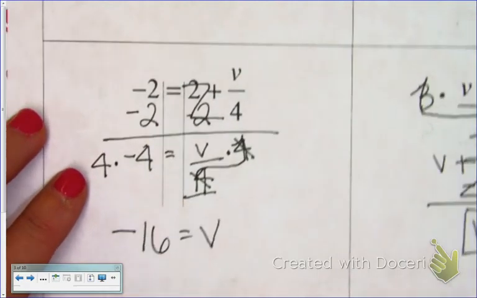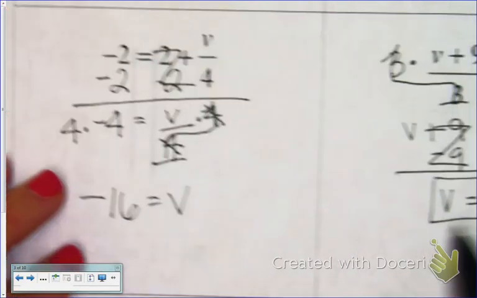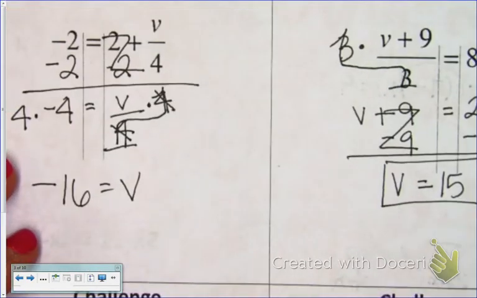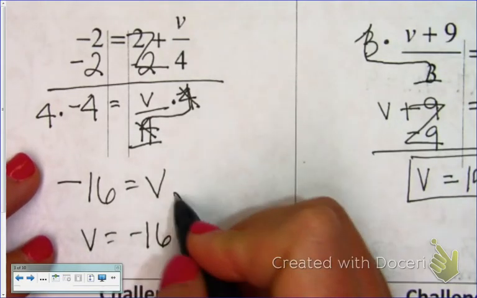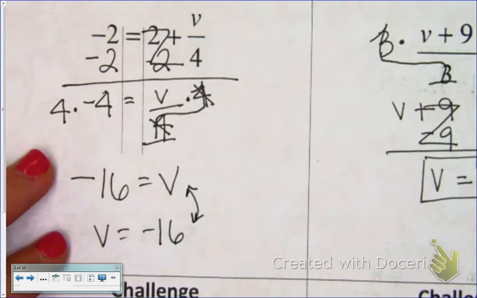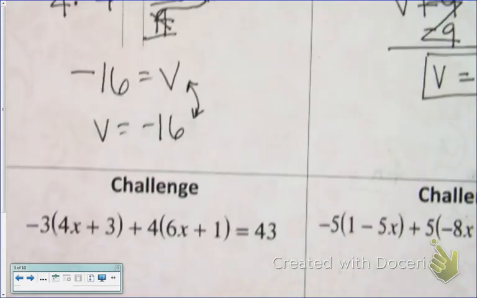Now if you notice, it's not written the same way that we see it normally. Normally we have v equals 15, but we can just rewrite it. These are the same thing, okay? They're the same thing.